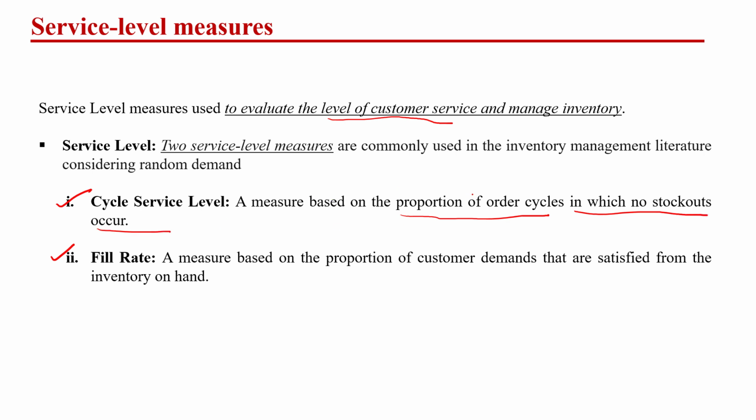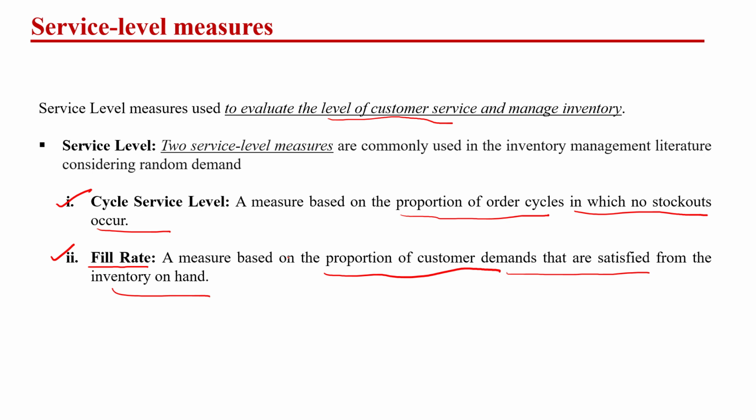Okay, so we are talking about the overall total orders that came, and on those orders, how many times we had no stock outs, and how many times we had stock outs. How we can calculate it, we will talk about in a minute. The second one is based on the fill rate, which is the proportion of the customer demand that is satisfied from the inventory on hand.